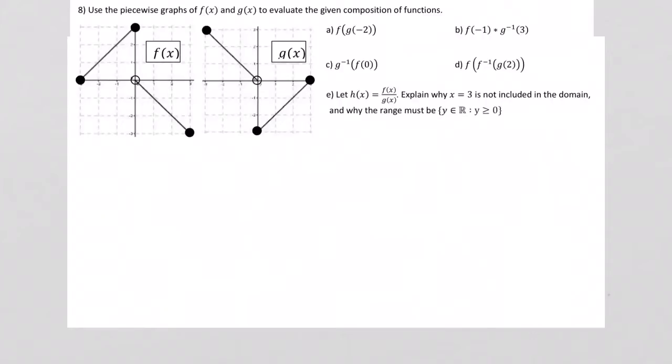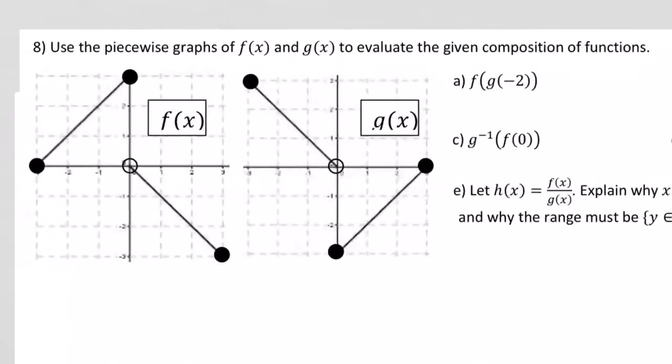We're going to use this graph to evaluate the composition of functions. So the key is look on the inside first. So if we're doing A, first thing we need to do is evaluate g of -2. All that means is go to the x value of -2, which is right there, and then go to wherever the graph is, which is right there. That value is 2. So g of -2 is 2.